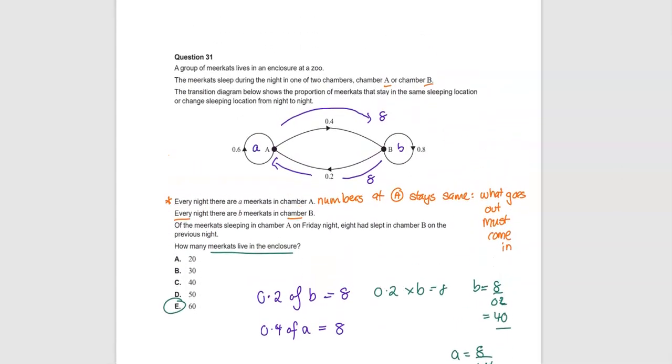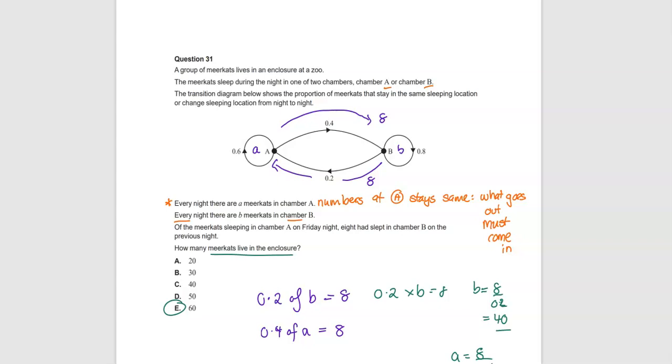Why is it if 8 goes out, 8 has to come in? Because they said there's, at night, there's an amount, so that's a number, and it means it doesn't change. It's a constant. So if I move 8 out, if eight of them decide to go, it means 8 come from the other guy. So it has to. Yeah, it's just because they said that every night. Otherwise, you can't work it out.